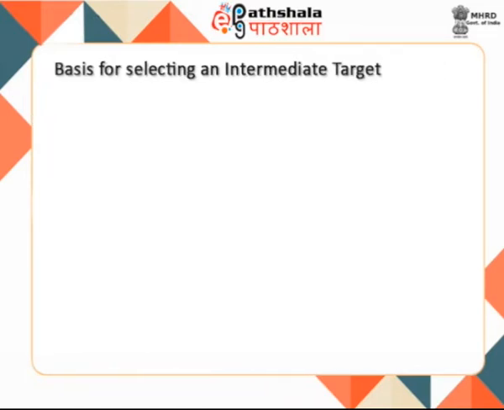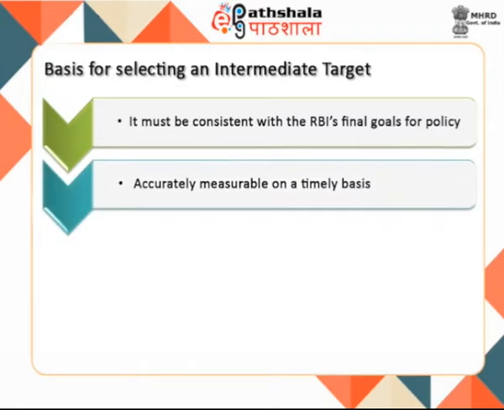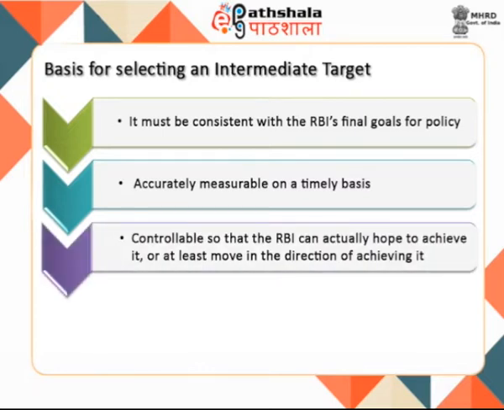The properties the RBI looks for in selecting a variable to serve as an intermediate target are the following. Achieving the intermediate target must be consistent with the RBI's final goals for the policy. The intermediate target must be accurately measurable on a timely basis. The intermediate target must be controllable, so that the RBI can actually hope to achieve it or at least move in the direction of achieving it.